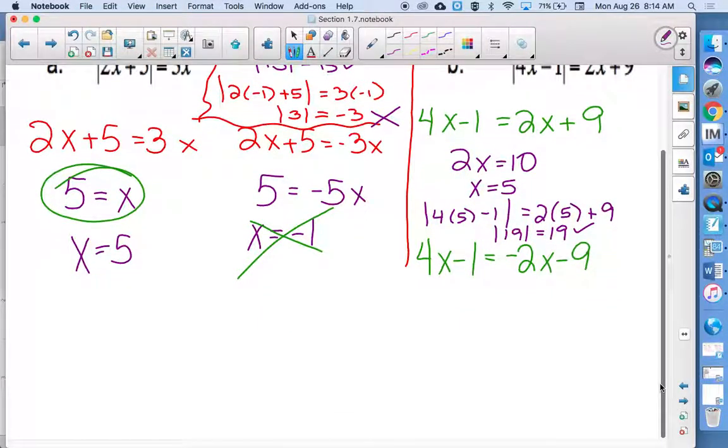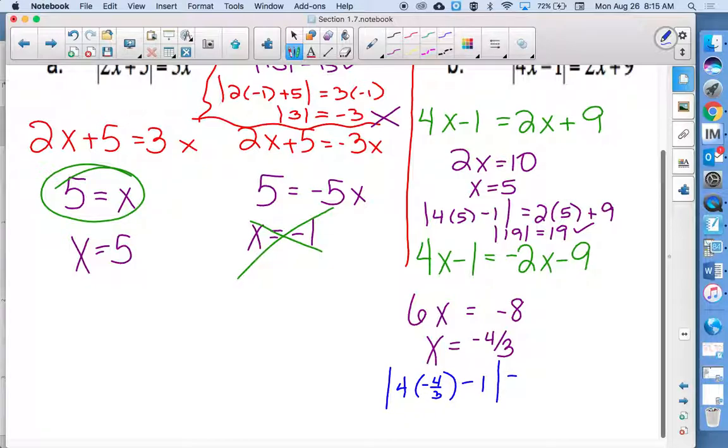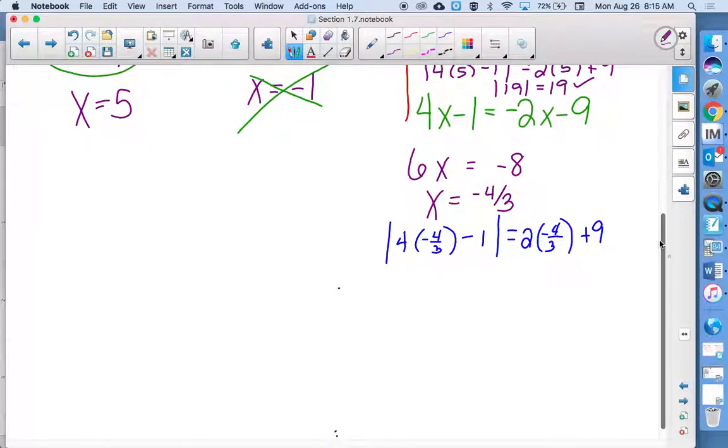So check both sides of the equation as well. The second one, we get 6x is equal to negative 8. So x would be negative 4/3. Evil fraction that I have to check. So again, check it into the original equation. So 4 times negative 4/3 minus 1. On the other side, 2 times negative 4/3, and then plus 9. If you want to use your calculator for a little bit of extra help here, you can.